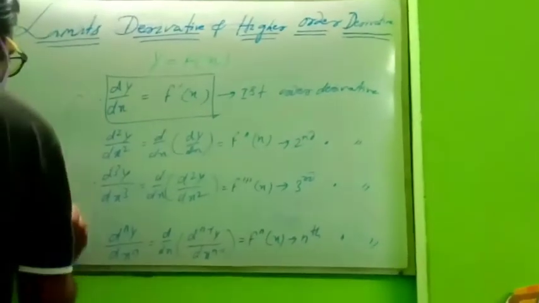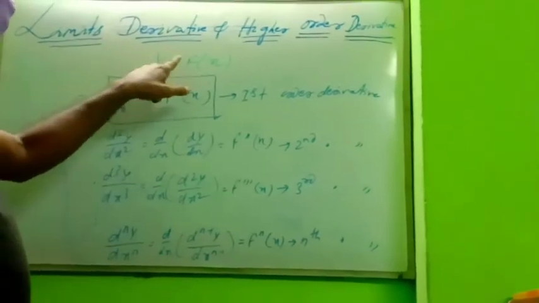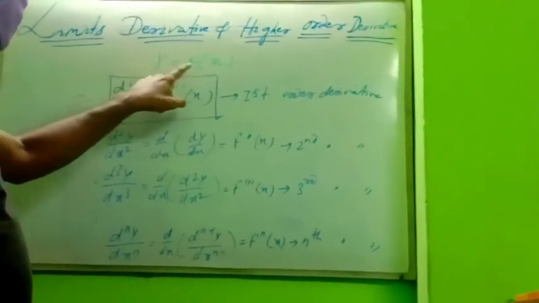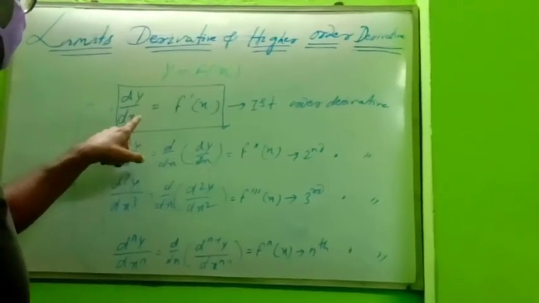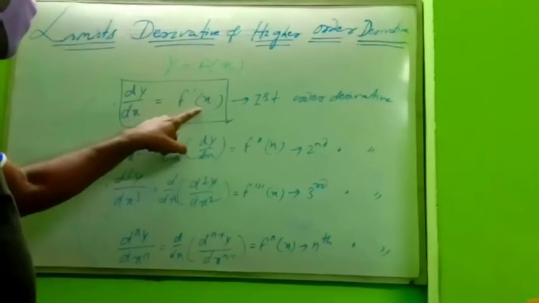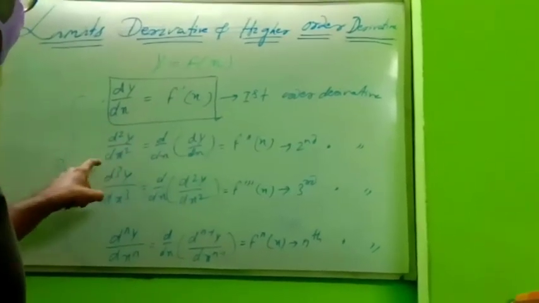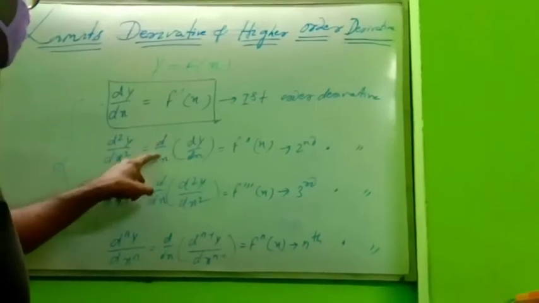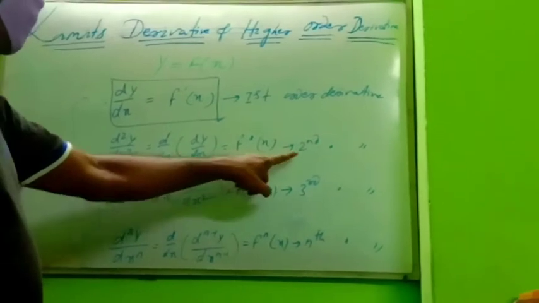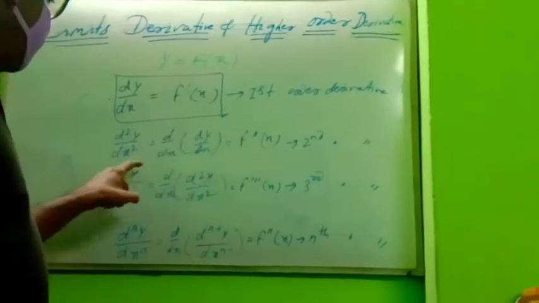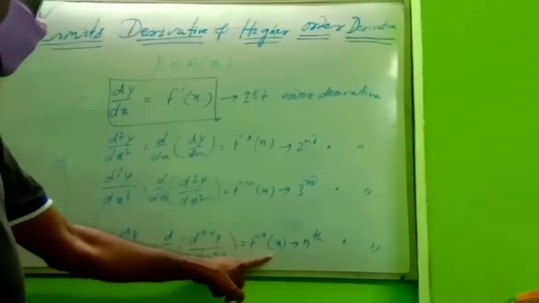See, let me explain. Y is equal to f of x, given function. Therefore, dy by dx, derivative of y with respect to x, is equal to f dash x. This is first order derivative. Again, d square y by dx square, that is d by dx of first order derivative. This is denoted f double dash x. This is second order derivative. This is third order derivative. In this way, we can write nth order derivative.